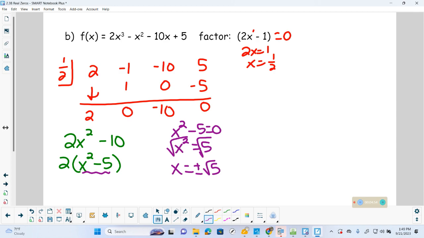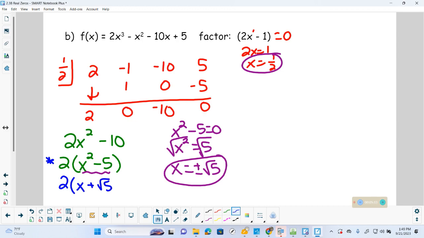So I do have all of the zeros listed, all 3 answers, 1/2, plus or minus root 5. Now I'm going to use those and kind of backtrack, so to speak, and do my factoring. So I'm going to come back over here. I'm going to leave the 2, but x squared minus 5, x plus root 5, x minus root 5.